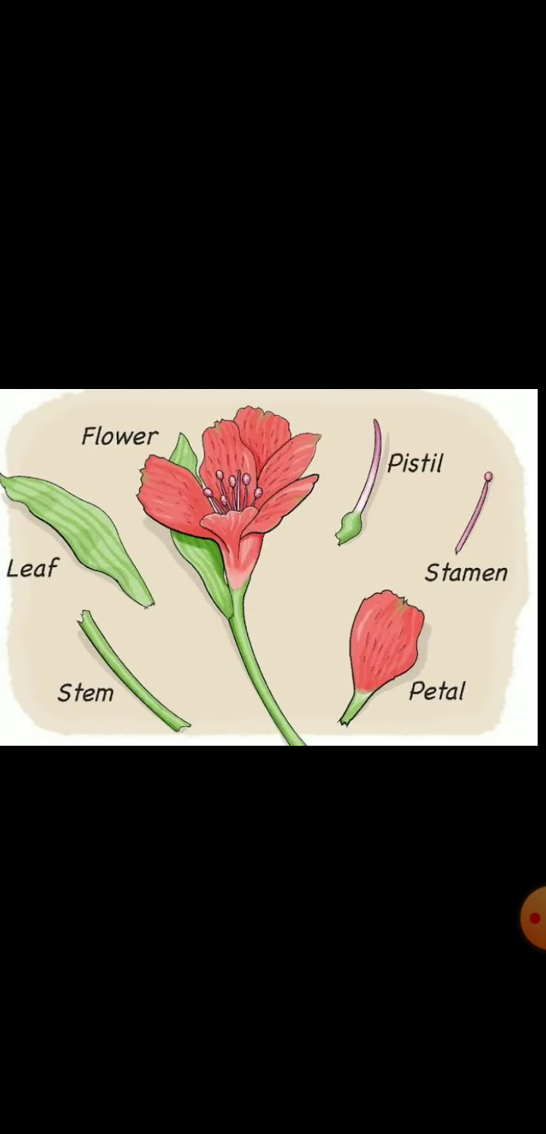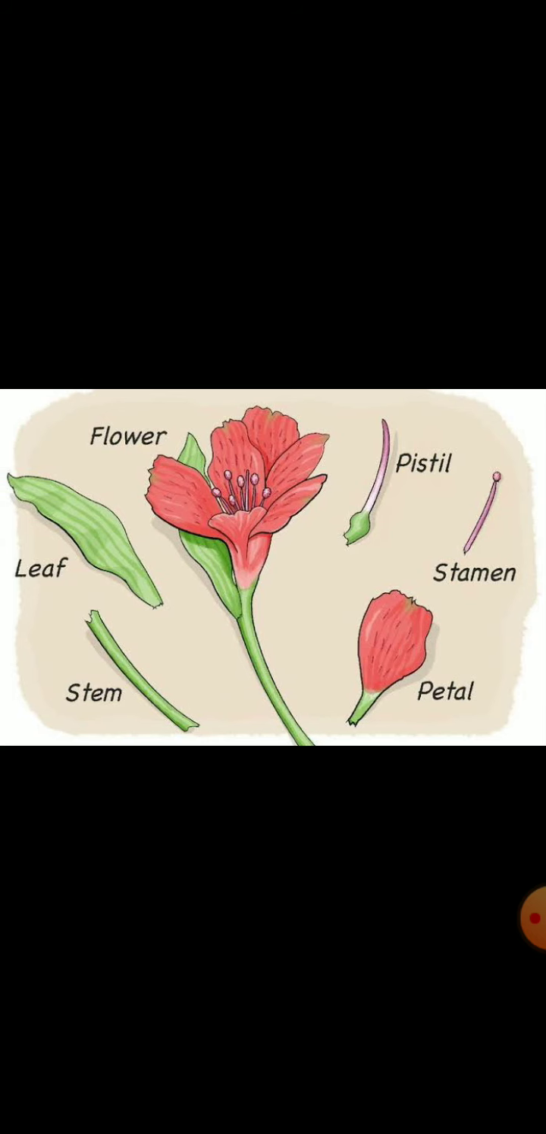Now let us start the topic. In your primary classes, you have already studied the different parts of a flower like sepals, petals, stamens and pistil. We know that stamen and pistil are the reproductive parts of a flower. And what do they contain? They contain germ cells.